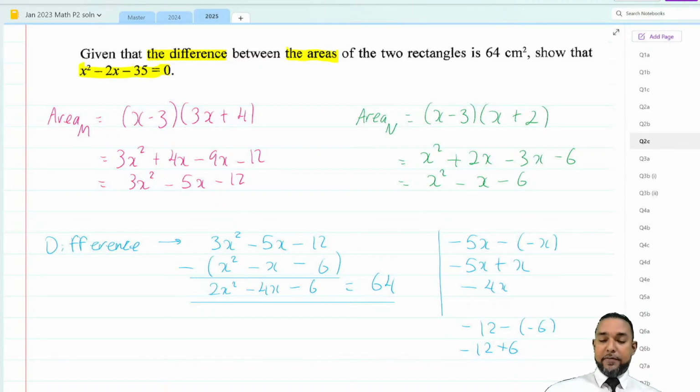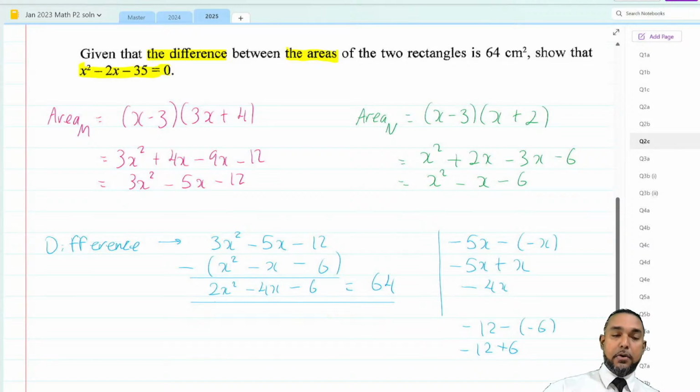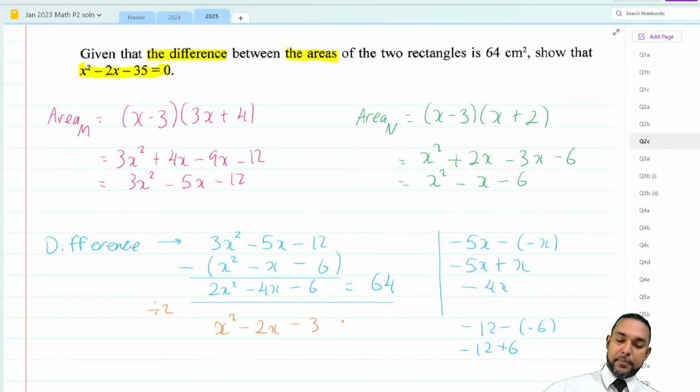Right. Now, if you notice, 2, 4, 6, and 64 are all even. So we could actually divide everything by 2. 2x squared divided by 2 is x squared. Minus 4x divided by 2 is minus 2x. Minus 6 divided by 2 is minus 3. 64 divided by 2 is 32. And when you're solving, we bring this across by subtracting it from both sides. Minus 3 minus 32 will give us minus 35.